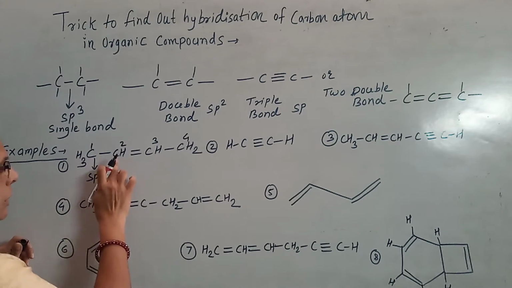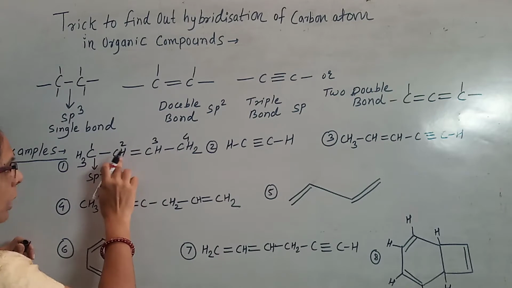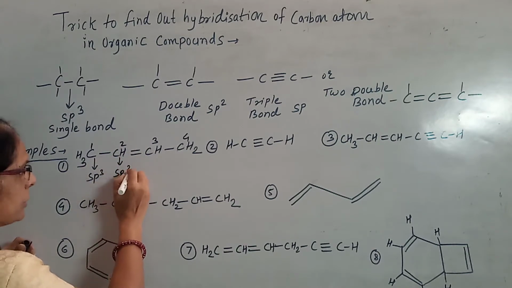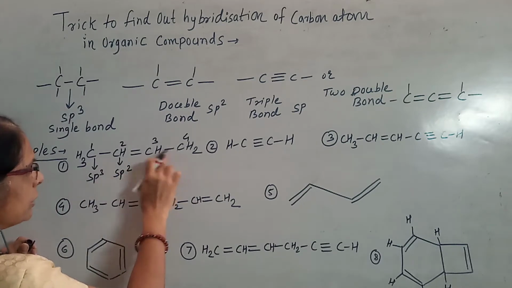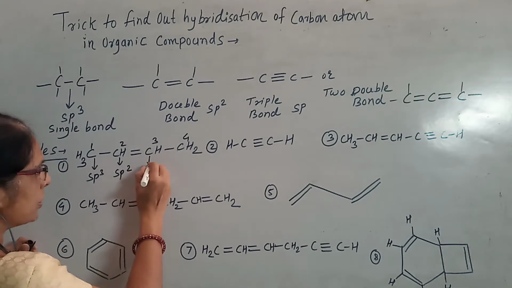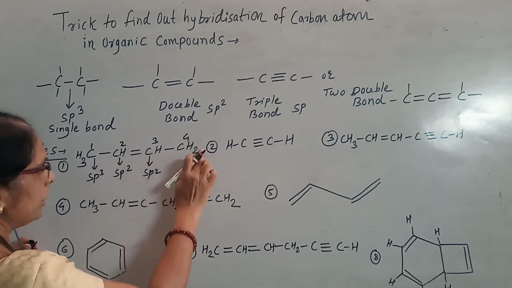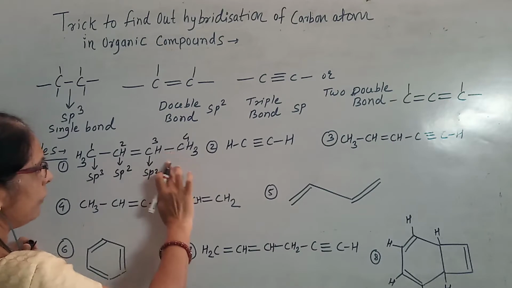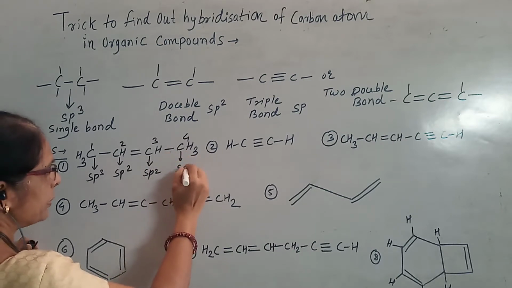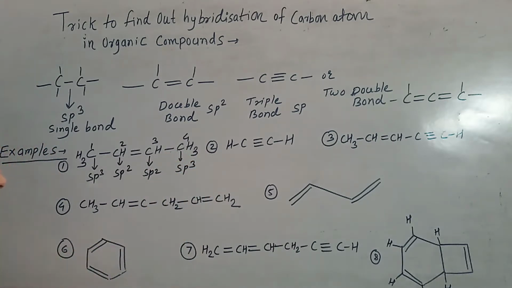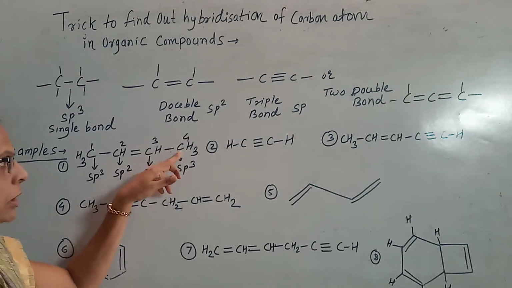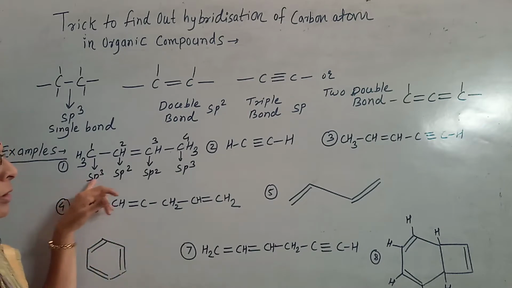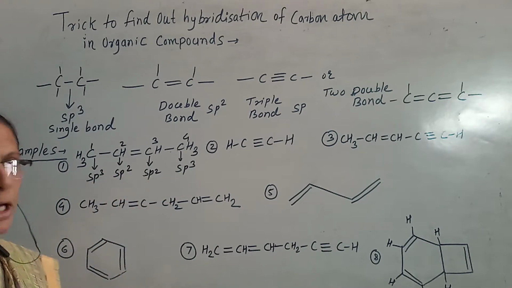Now this carbon has 1, 2, 3, 4 bonds, out of which one is a double bond. Therefore, it is sp2 hybridized. This carbon has one single and two double bonds, so it is also sp2 hybridized. And this carbon again has single bonds, so it is sp3 hybridized. So in this way, by looking at each carbon atom, whether it has a single bond or double bond, we can write the hybridization of each carbon atom.